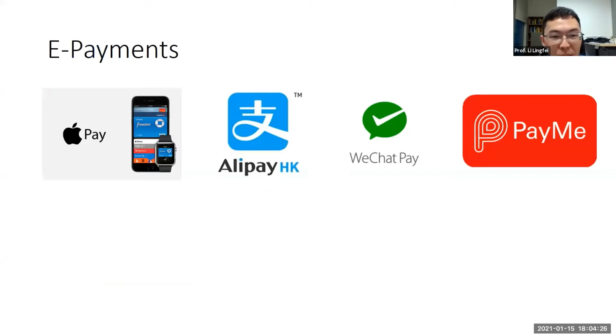First, we are going to look at Epayments. I'm pretty sure some of you have already used these payment apps like Apple Pay, Alipay Hong Kong, WeChat Pay, and PayMe. There are other digital payment apps in Hong Kong as well. I didn't list them here, but if you're interested, you can find more payment apps online.